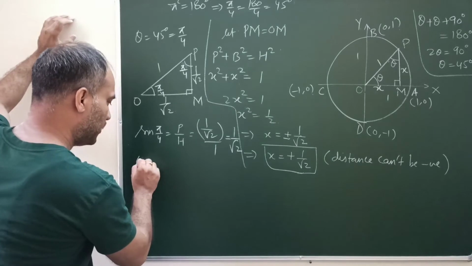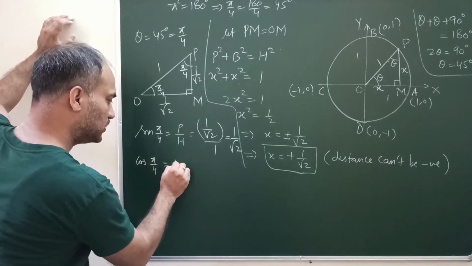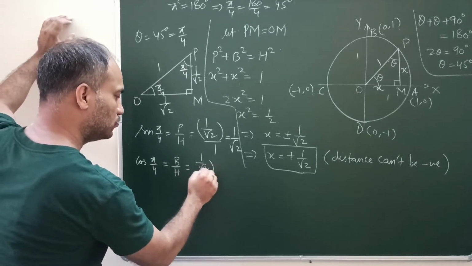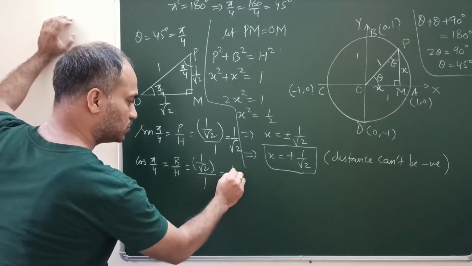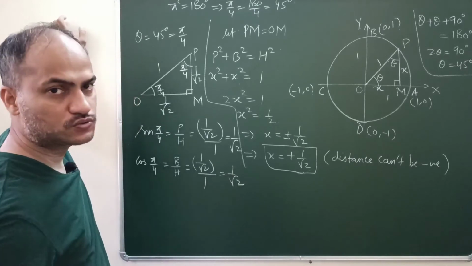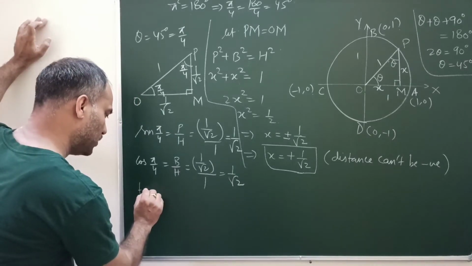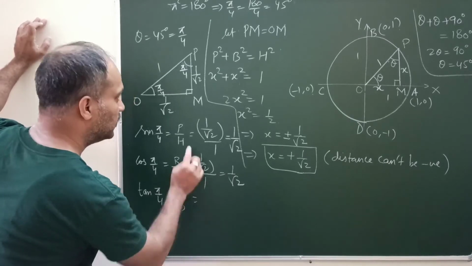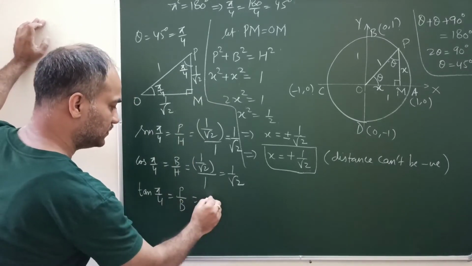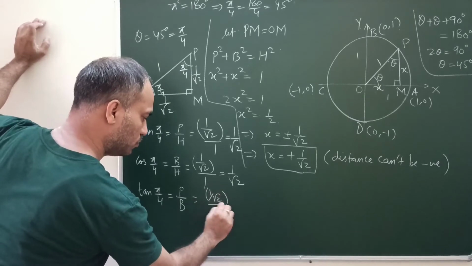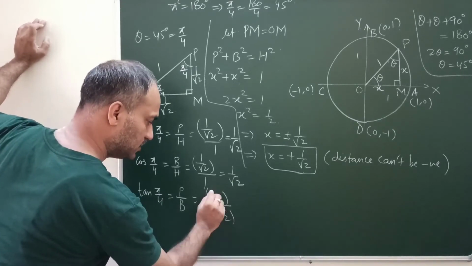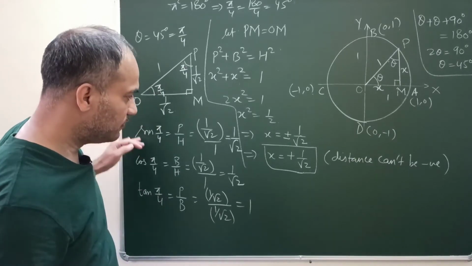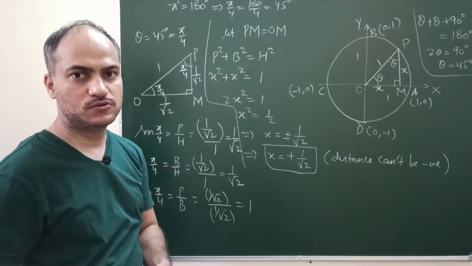Similarly, if we find cos pi by 4, this is base upon hypotenuse, and base is also 1 upon root 2. Hypotenuse is 1, so this value is also 1 by root 2. So what is tan pi by 4? Tan pi by 4 is perpendicular upon base. Perpendicular is 1 upon root 2, base is also 1 upon root 2. Dividing the same values, we get 1. So in this way we can find the values of other trigonometric ratios also.